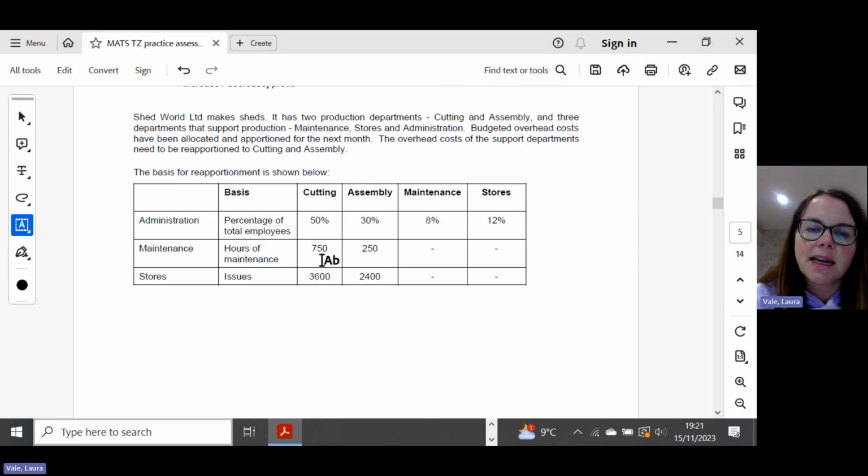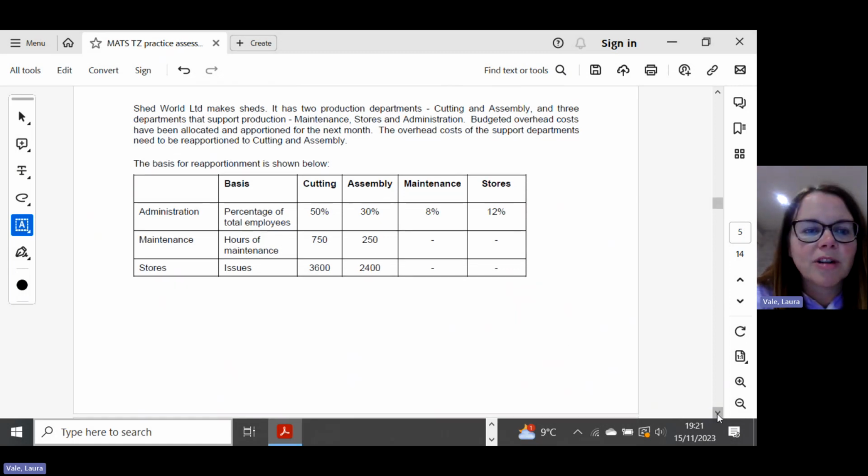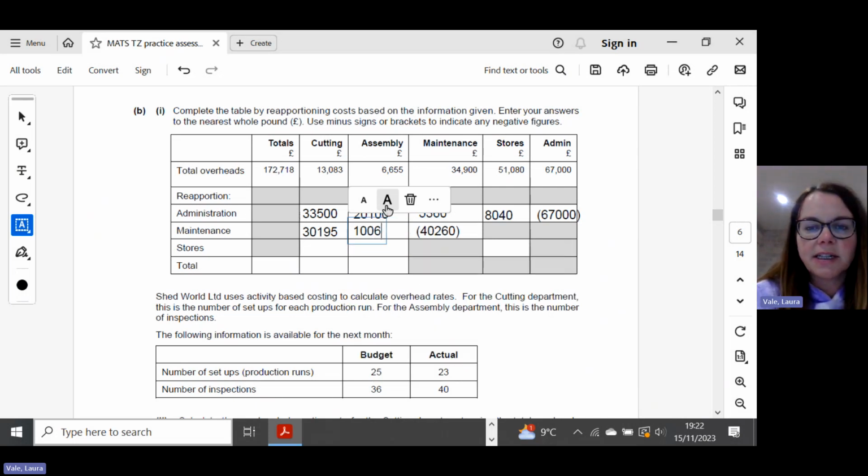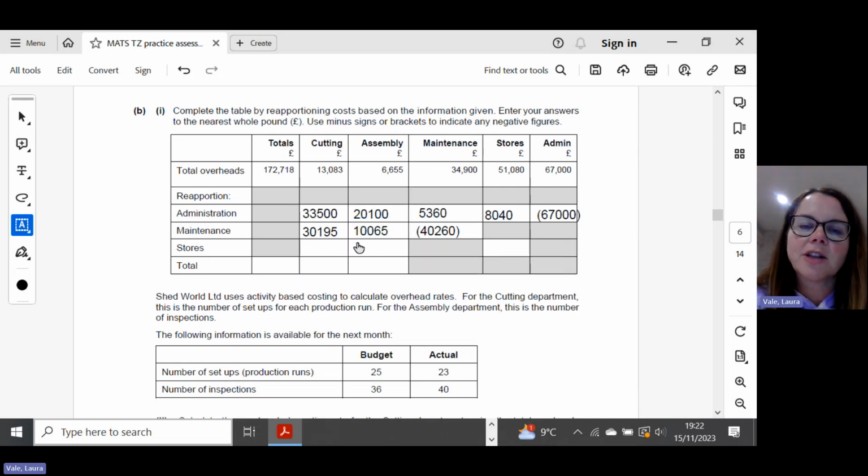We can see we've got a total of 1,000 hours, 750 of them are cutting. So I'm thinking, well, 75%, 25% is probably the easiest way to approach that. So 75% of 40,260 is 30,195. And the 25% of that figure is 10,065. Always worth a double check that the two numbers you've got add back to what you wanted it to be. And then we do the same for stores.